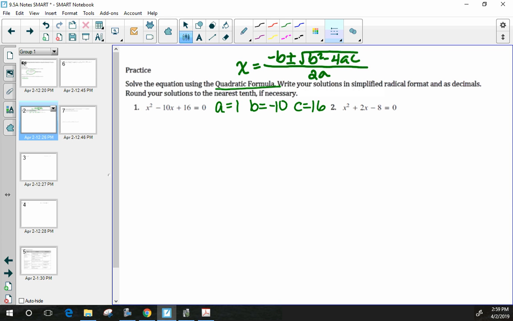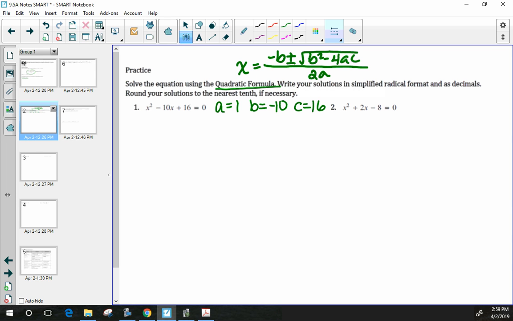Okay. So now that you've identified those, now we can proceed to actually plug them in to the formula itself. There it is. Okay. So again, part of it is just being careful how you plug it in and computing things carefully. So I'm going to tell you where the goof ups tend to happen.